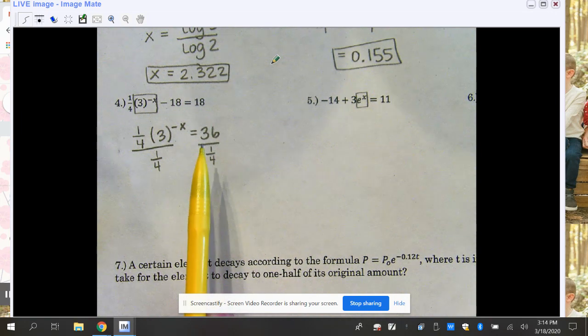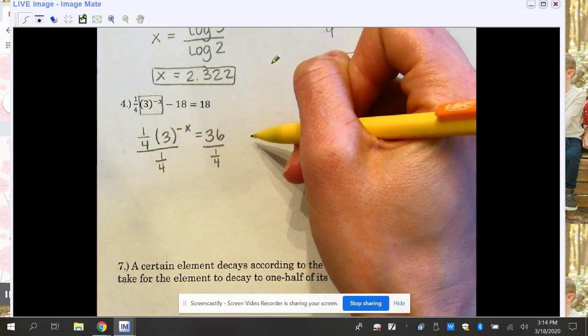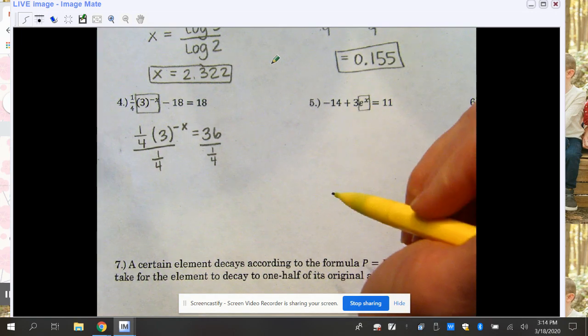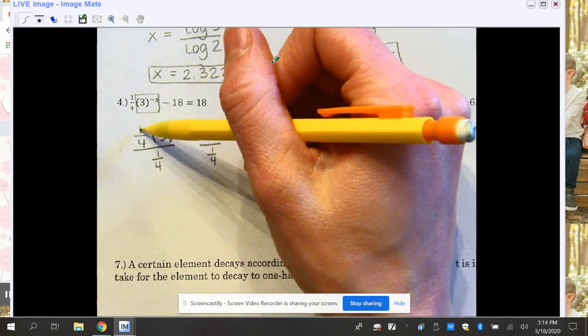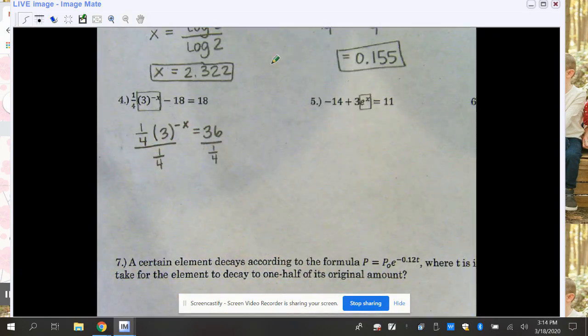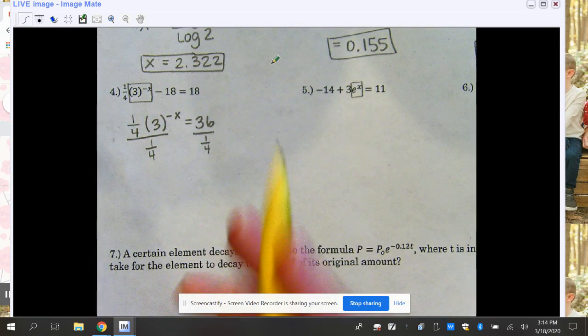If I had put a 4 here, I don't think anyone would have multiplied 36 by 4. Everyone would have divided. But because it's a fraction, people flip out. You either multiply by the reciprocal or just divide by the fraction itself. So 36 divided by 0.25 is 144, the same thing as 36 times 4.